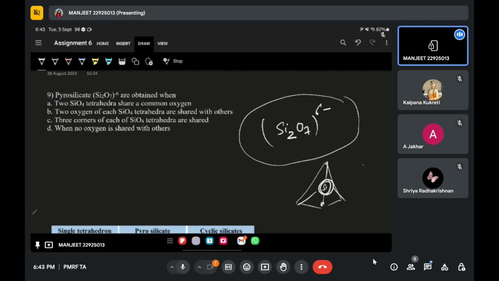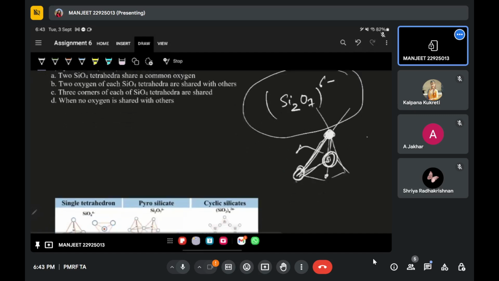If another tetrahedron is this one, and they share one common oxygen, or each tetrahedron shares two oxygens, in an edge-like structure, they will share two oxygens. Or if three corners of each tetrahedron are shared, we say one face is shared. So this is a face-shared silicate, or no oxygen is shared with the other. So how, in the pyrosilicate, is oxygen shared with another tetrahedron?